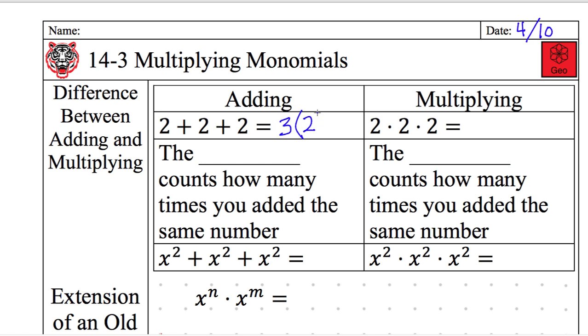I have 3 2's, which is 6, yes. So that's how I write out how many 2's I have. I have 3 2's for a total of 6.